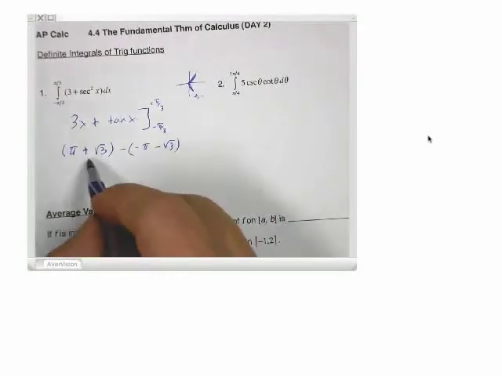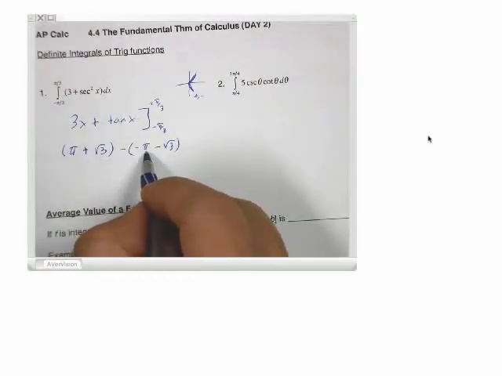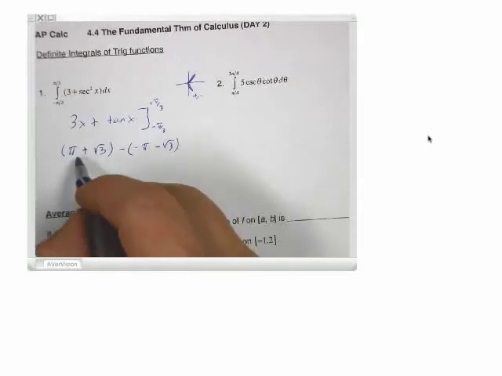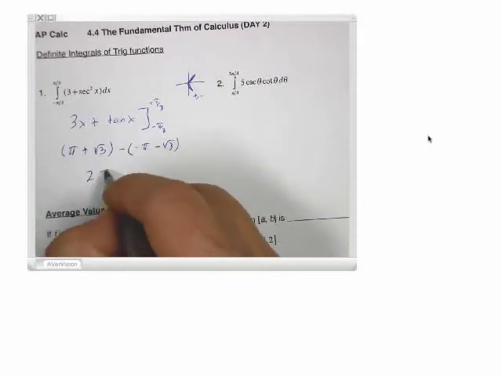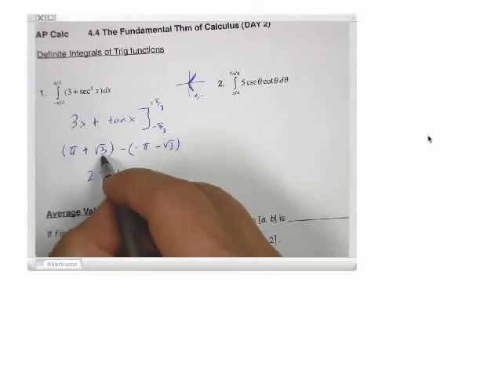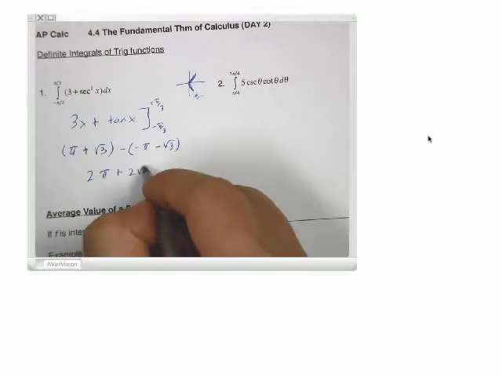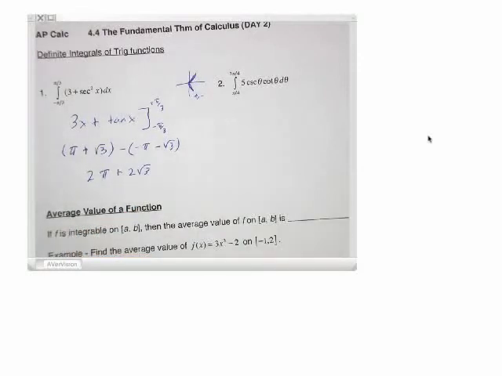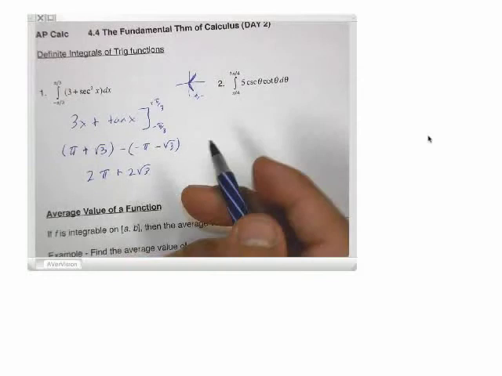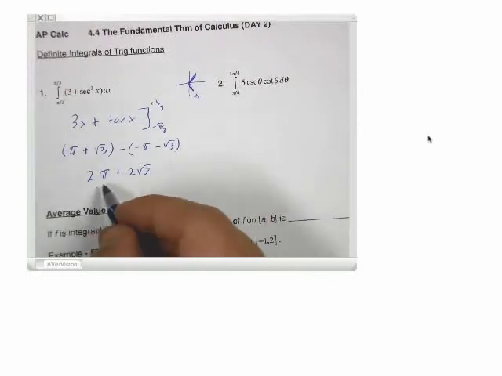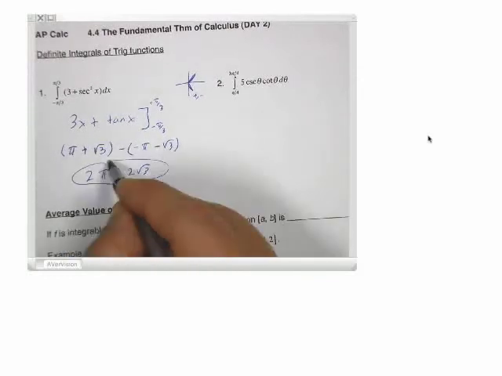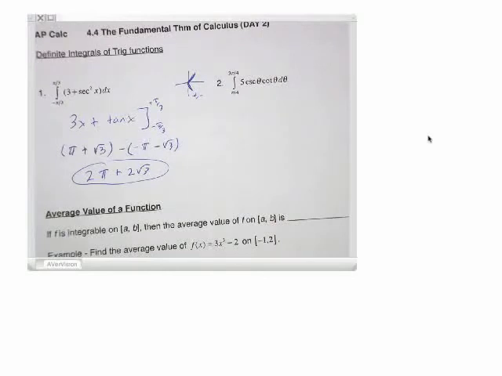Okay, so if I change this minus now, basically both of these are going to become pluses. So I'm going to have pi plus pi, so I have 2 pi. And then square root of 3 minus negative square root of 3 becomes 2 square root of 3. Okay. Can't combine those together. I could take out a 2 if I wanted and make 2 times pi plus square root of 3. But that's about as far as I can go non-calculator there.